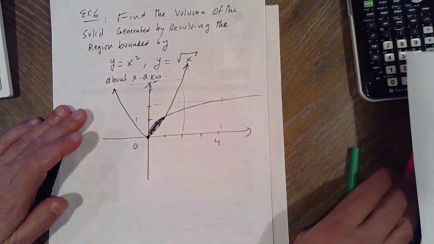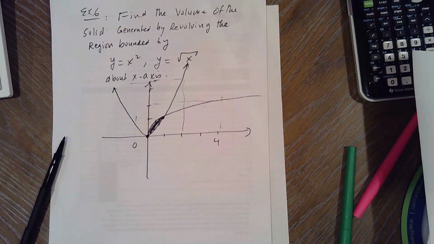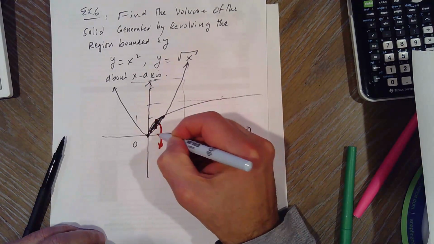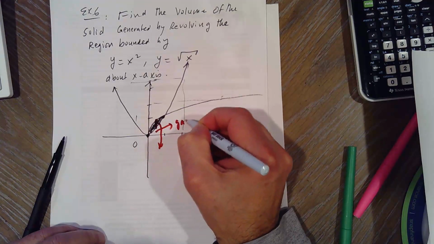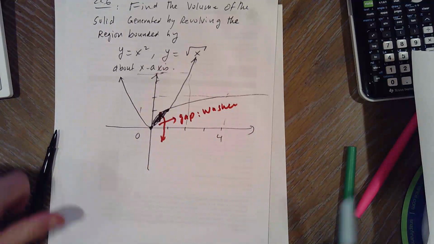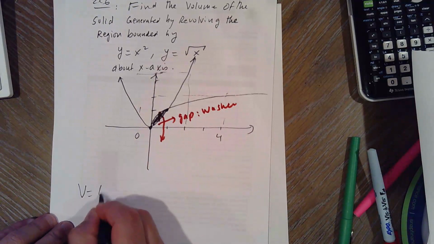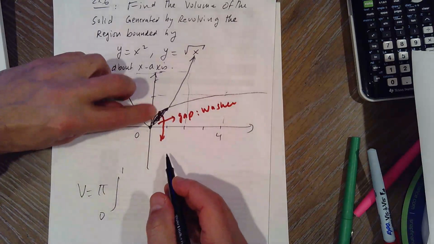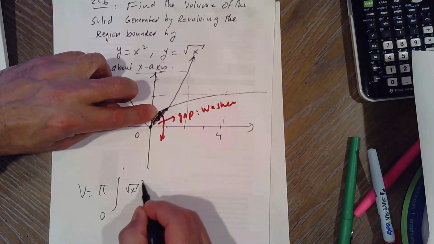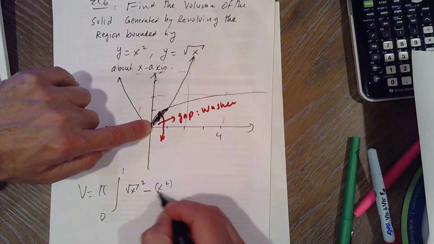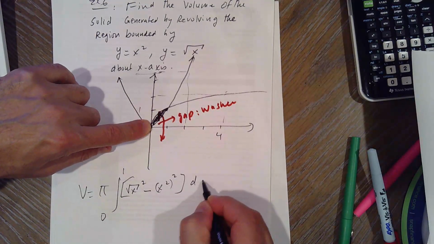So we take a cross-section perpendicular to the x-axis, and we revolve, and you can see the gap. So that's washer. So V equals pi integral, the x values are from 0 to 1. The outer is root x squared. The inner is x squared, dx.